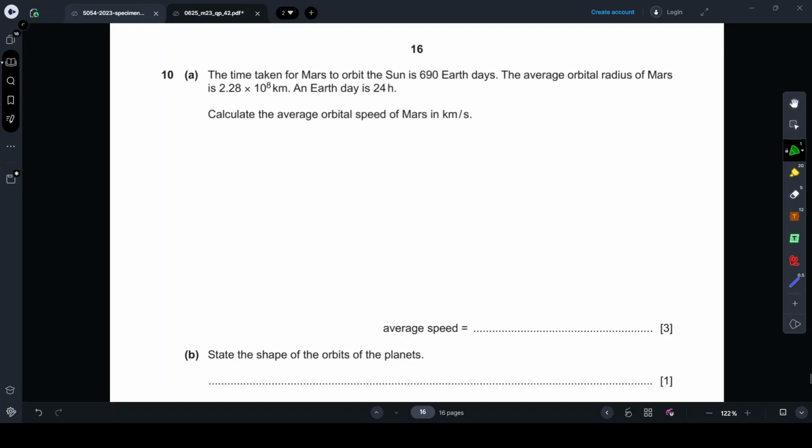Okay. So the time taken for Mars to orbit the Sun is 690 Earth days. The average orbital radius of Mars is 2.28 into 10 to the power 8 kilometers, and an Earth day is 24 hours. Right? So calculate the average orbital speed. So again, orbital speed is 2 pi r over time. And so that would be 2 into pi into 2.28 into 10 to the power 8.